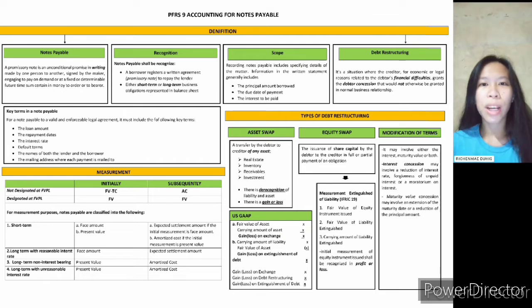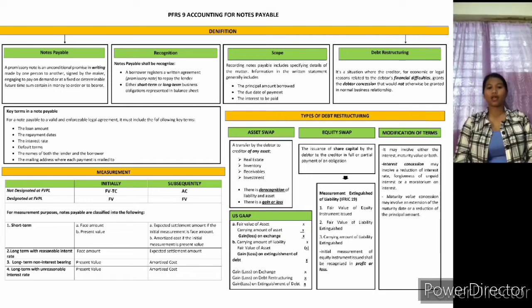For long-term with reasonable interest rate, if it is initially measured at face amount, it is subsequently measured at expected settlement amount. For the long-term non-interest bearing and long-term with unreasonable interest rate, they are both initially measured at present value and subsequently measured at amortized cost.